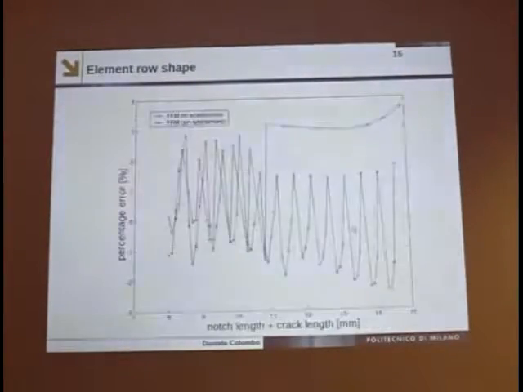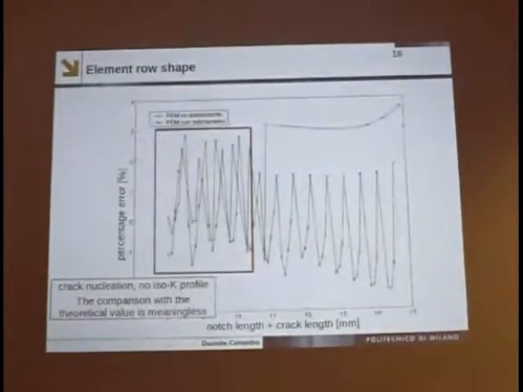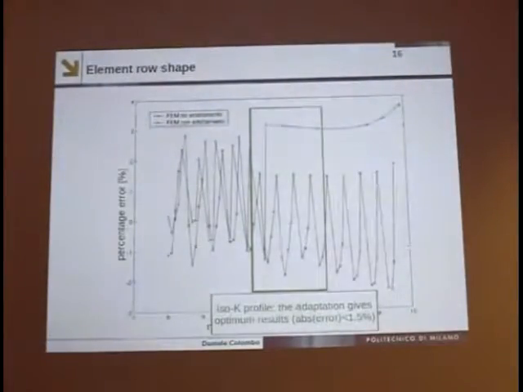These are the results, but more significantly, we can see the percentage error. You can see a first part here, the error is more or less the same with adaptation or without adaptation, but the problem here is that the crack is nucleating, so the profile obtained here is not iso-K. So I can't compare it with the results in literature. When the crack front is iso-K, you can see that if I do not apply the correction, the blue line, the error is high, 3%. If I apply the adaptation, you can see that in absolute value, the percentage error is low, 1.5%, and you can decrease it with a more refined measure.